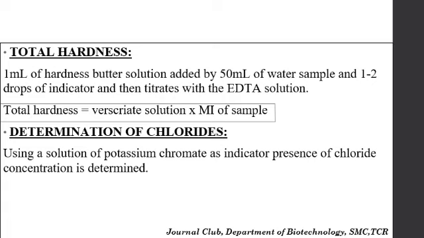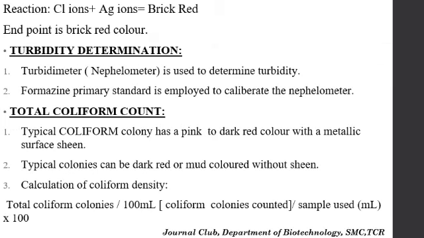Determination of chlorides. Presence of chloride ions is tested by using a solution of potassium chromate as indicator. Here a brick red precipitate of AgCl is formed. It indicates the endpoint. It is because the silver ion reacts with chloride ion, forming a brick red precipitate of AgCl. Then moving on to turbidity determination. Turbidimeter or nephelometer was used in this experiment to determine the turbidity. Here formazine primary standard was employed to calibrate the nephelometer.